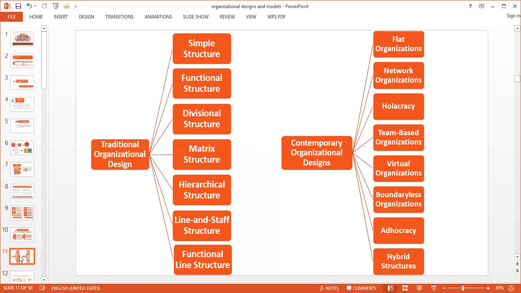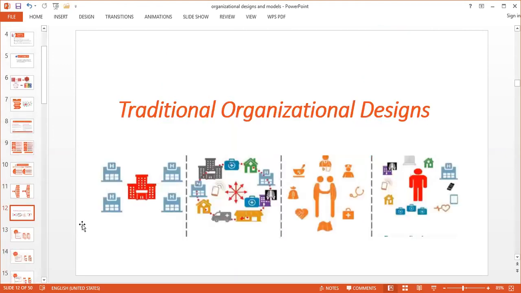Here are further subtypes of traditional organizational design and contemporary organizational design. We're going to discuss them step by step. First of all, traditional organizational designs.